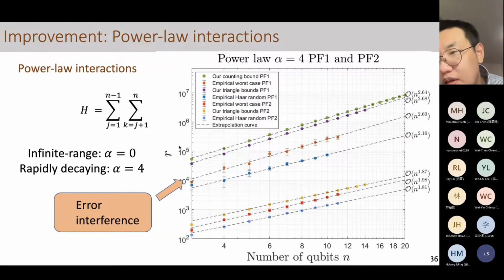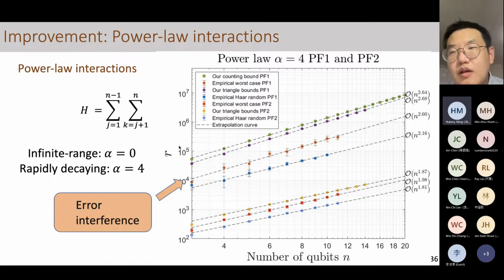Okay. Is there any intuition on why the second order applies well for the rapidly decaying case instead of the first order? Why does the first order work badly? What is the reason? Intuition.